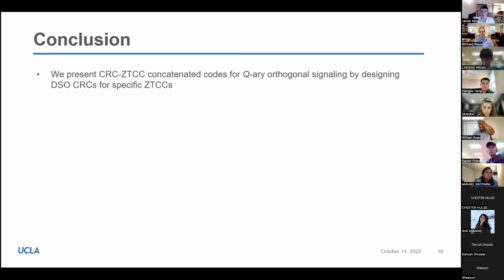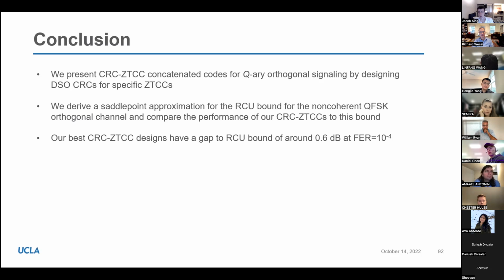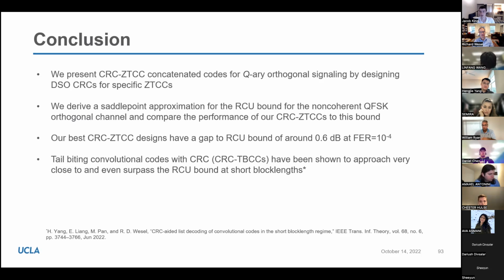In this presentation, we present CRC ZTCC concatenated code designs for Q-ary orthogonal signaling by designing Q-ary distance spectrum optimal CRCs for specific ZTCCs. We also derive a saddle point approximation for the RCU bound for the non-coherent QFSK orthogonal channel, and we compare the performance of our CRC ZTCCs to this bound. Our best designs have a gap to RCU bound of around 0.6 dB at FER equals 10 to the minus 4. Binary tail-biting convolutional codes with CRC have also been shown to outperform CRC ZTCCs, approaching very close to and even surpassing the RCU bound at short block lengths.